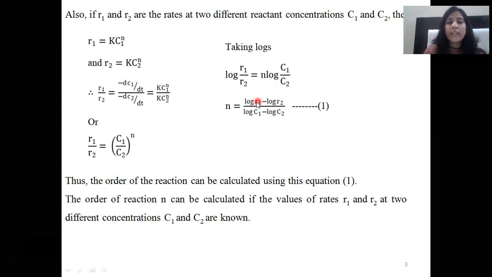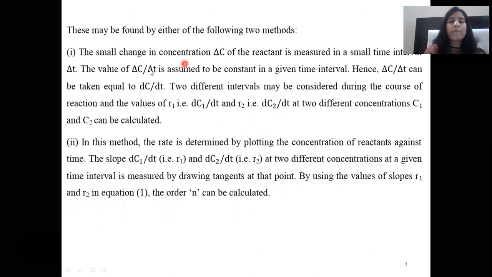And we can calculate these rates at two different concentrations by using these methods. First, a small change in concentration delta C of reactant is measured in a small time interval delta t. The value of delta C by delta t is assumed to be constant in a given time interval. Hence, delta C by delta t can be taken equal to dC by dt. Actually, there takes place so small a change in concentration with change in time that we take delta C by delta t almost constant in a given time interval.